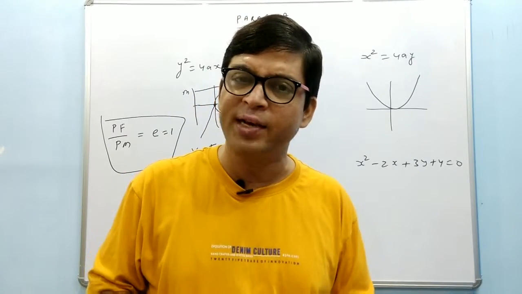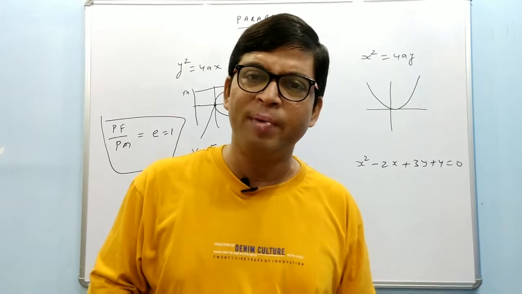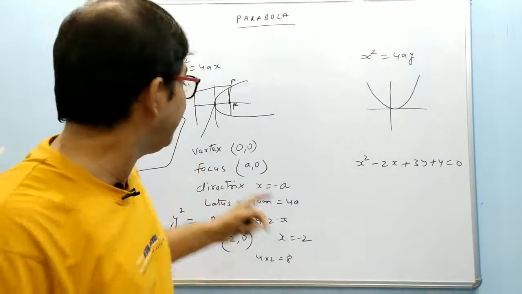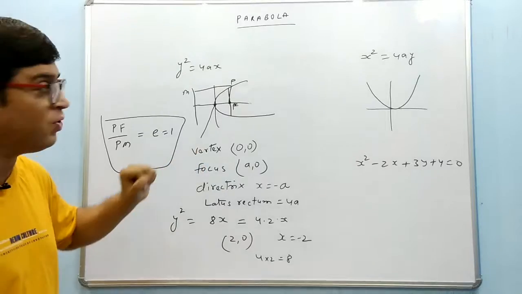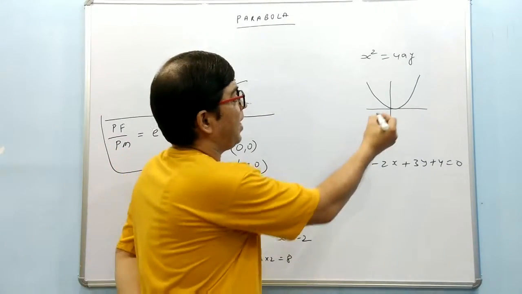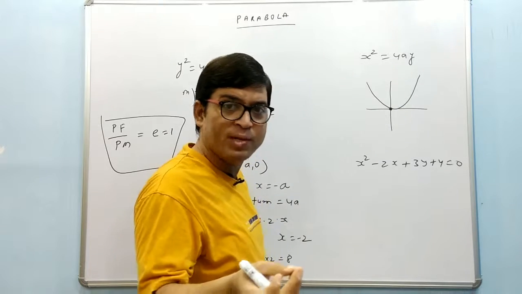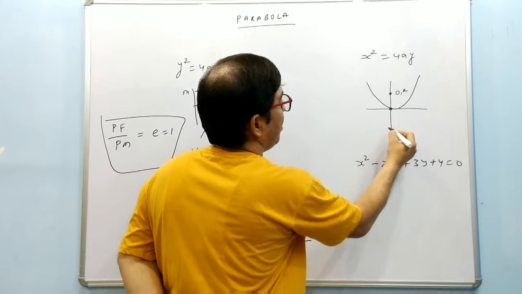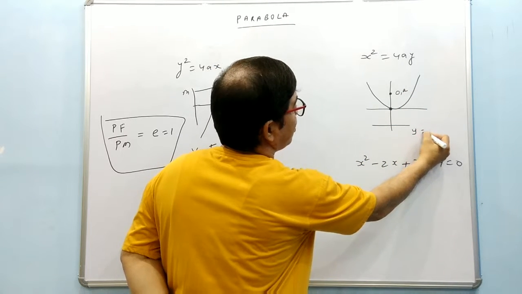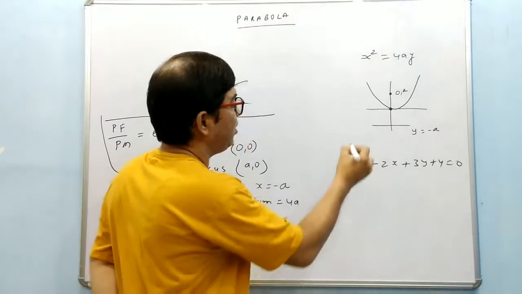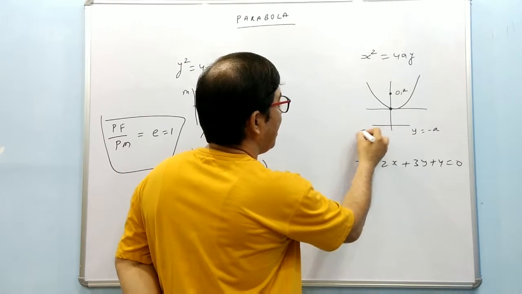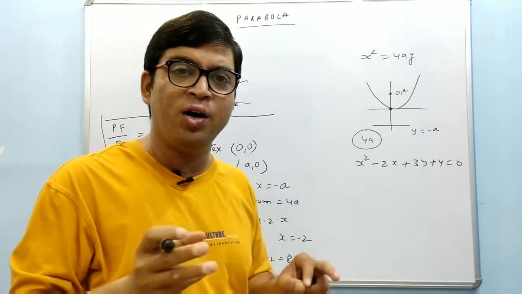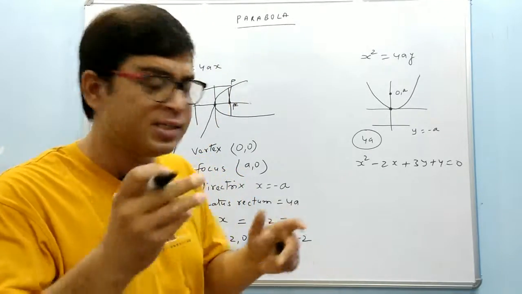In other sense, we can say if some parts of the parabola are known, we can find the equation by just following the basic definition that PF by PM is equal to 1. Now see, in the vertical parabola, this is vertex 0, 0. Focus, that is coming out to be 0, a. Directrix, what is that? y is equal to -a. Length of latus rectum, that is 4a. It is remaining same, length of the latus rectum. So once you identify vertical or horizontal parabola, you can find the things easily.